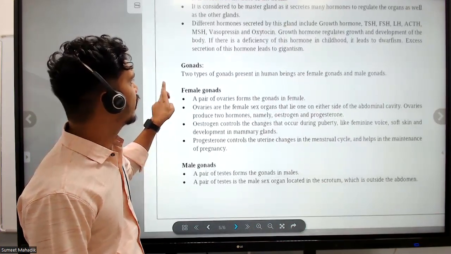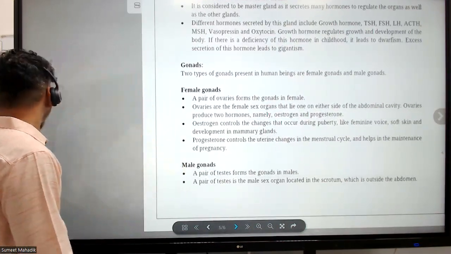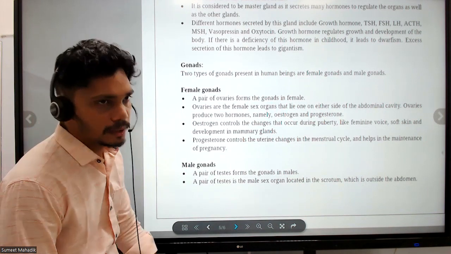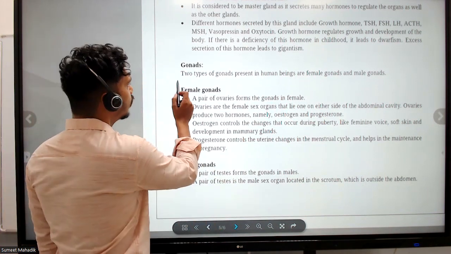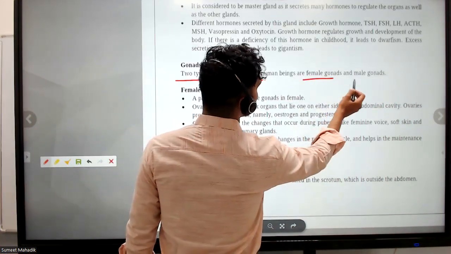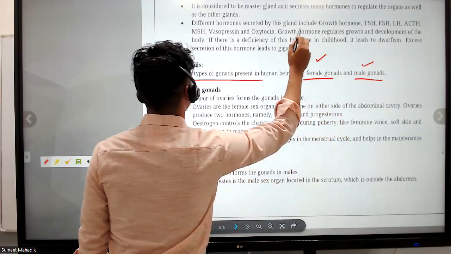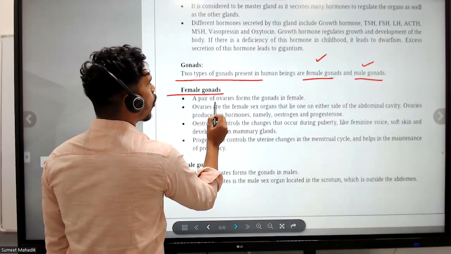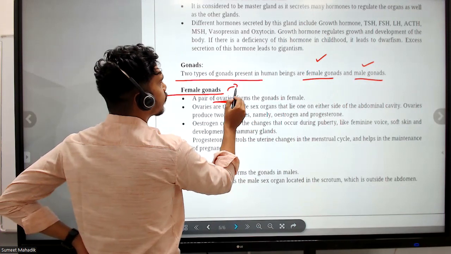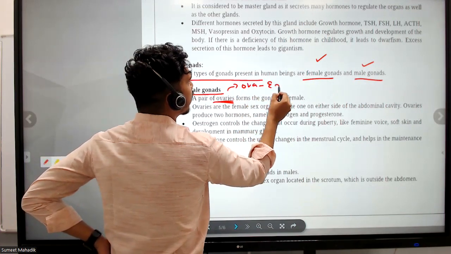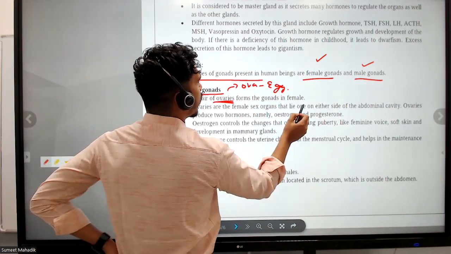Now we're talking about the gonads. What are the gonads? Sexual organs found in male and female. Two types of gonads are present: male gonads and female gonads. Female gonads are a pair of ovaries. Ovaries are responsible for giving the ova, that is nothing but the egg. Ovaries form the gonad in the female.